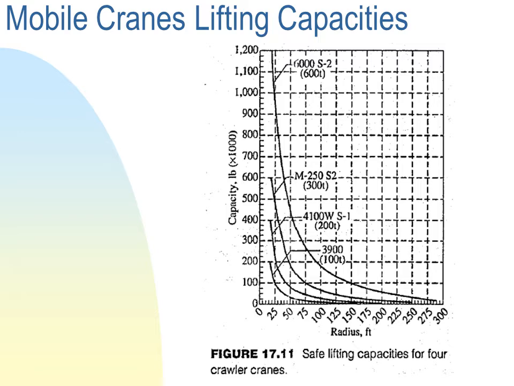The selection of mobile cranes is a very simple process. However, it's based on two things. First, the capacity of the mobile crane. Second is the dimensions of the mobile crane. As you could see, when the horizontal distance between the load and the center of the crane, which we call the radius, increases, the capacity of the crane will decrease, as shown in this chart.